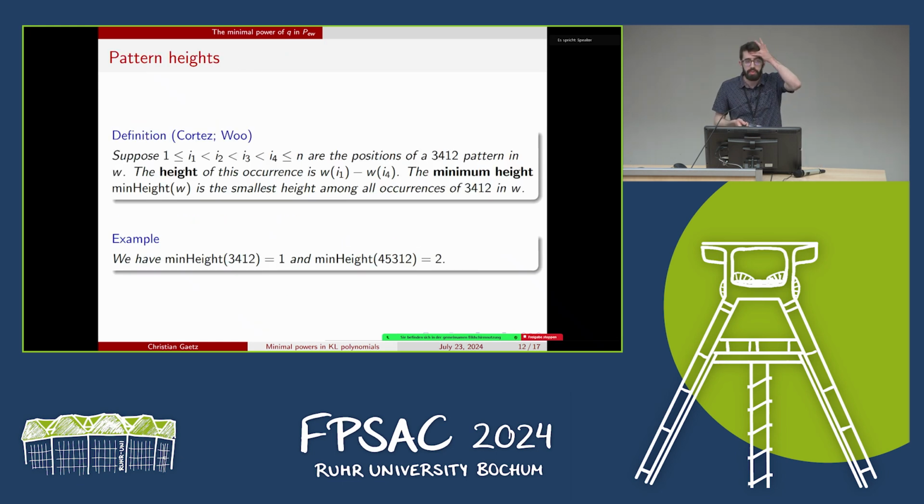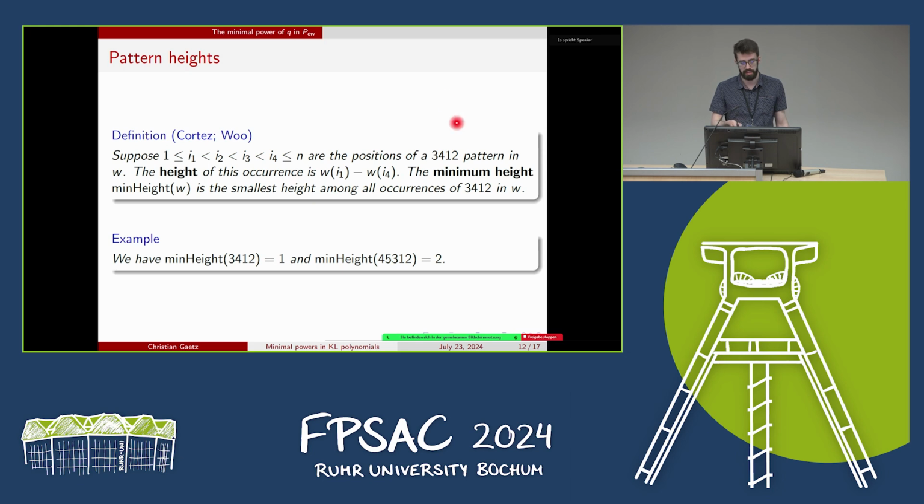Okay, so the combinatorics that's going to be involved here is now again related to patterns and some of the same patterns we saw before, but now taking into account more refined information about how the pattern is occurring. So suppose I have these indices, which are the positions of a 3, 4, 1, 2 pattern inside my permutation W. We're going to call the height of this occurrence W of I1 minus W of I4. So we look at the number playing the role of the 3, and we subtract from it the number playing the role of 2.